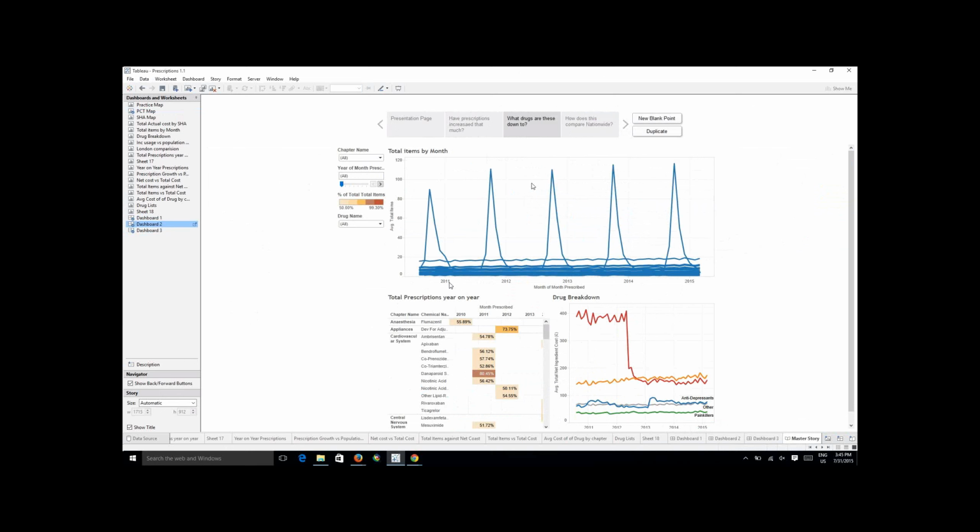I think this is connected live, isn't it? Yes. Is this connected live to the database? This one? Yeah, as far as I'm aware. Yeah, it's not an extract.